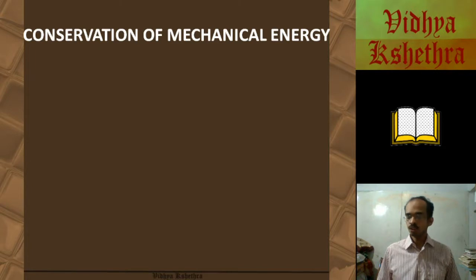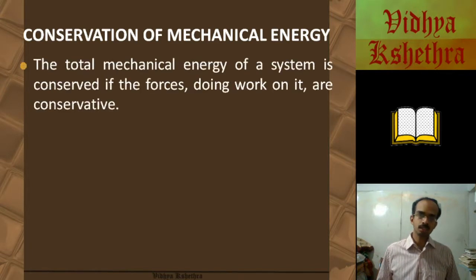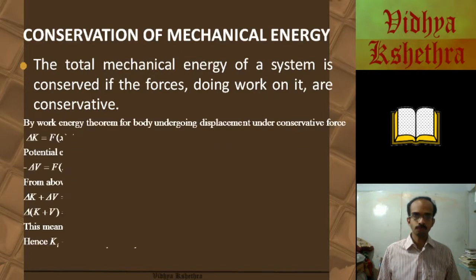Now, conservation of mechanical energy. The total mechanical energy of a system is conserved if the forces doing work on it are conservative. Gravitational force is a conservative force since the force only depends on the final and initial position of the body, as we have already seen in the case of the falling mass in the previous example.